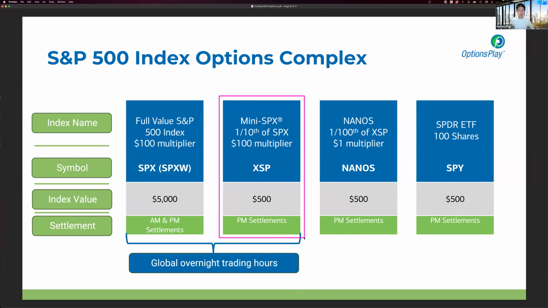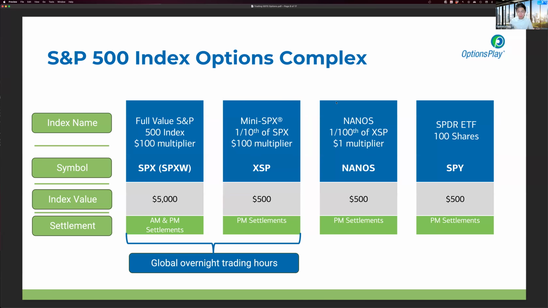So there's a lot of things that you have to consider here to determine what's the right trade for you, what's the right product that you might want to trade index options with, based on liquidity, based on size, and based on what matters to you with regards to the hours that are available for trading.